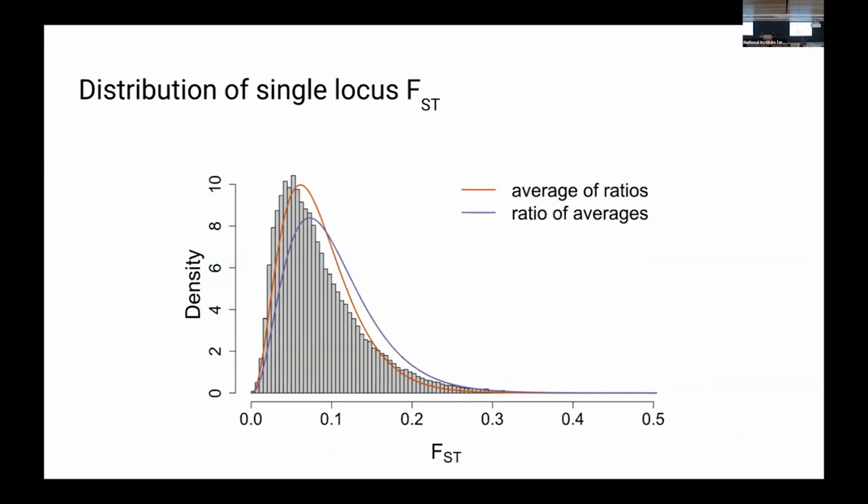So here I'm going to show you the results of the distribution of single locus FST and of the single locus trait QST and also polygenic trait QST. Let's first look at the distribution of single locus FST. We can see that the curve of the Lewontin-Krakauer distribution parameterized by the average of ratios FST is a better match to the FST distribution, while the ratio of averages FST shows a lower peak and a longer tail.